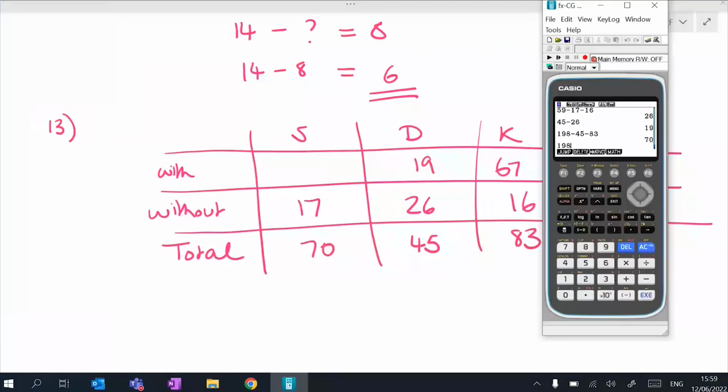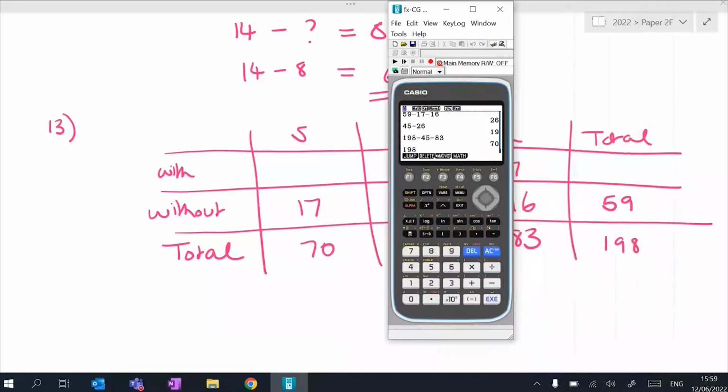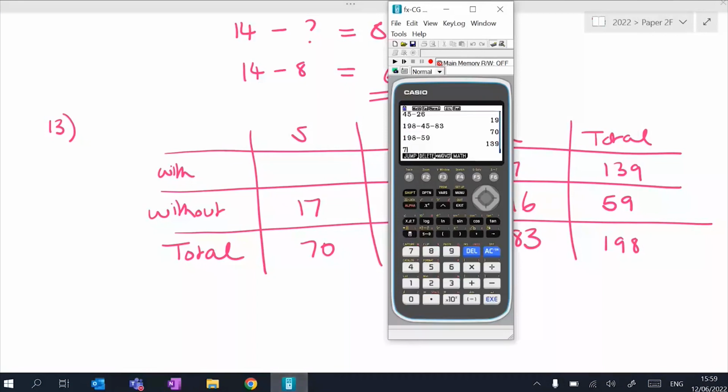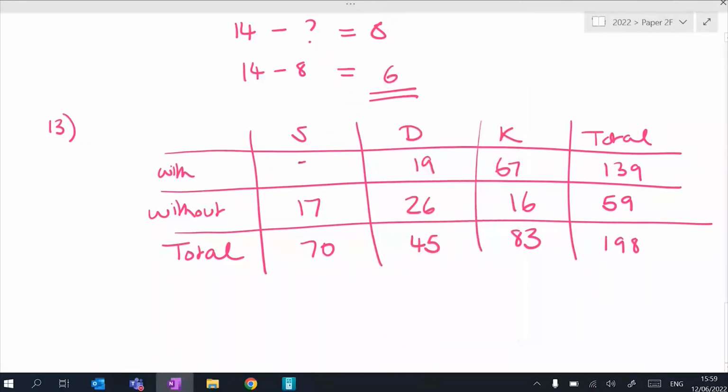198, take away those 59, gives me 139 up here. Okay, and then either the row or the column, it doesn't really matter. So 70 take away 17 will do. That will give me 53. So your two-way table is complete.